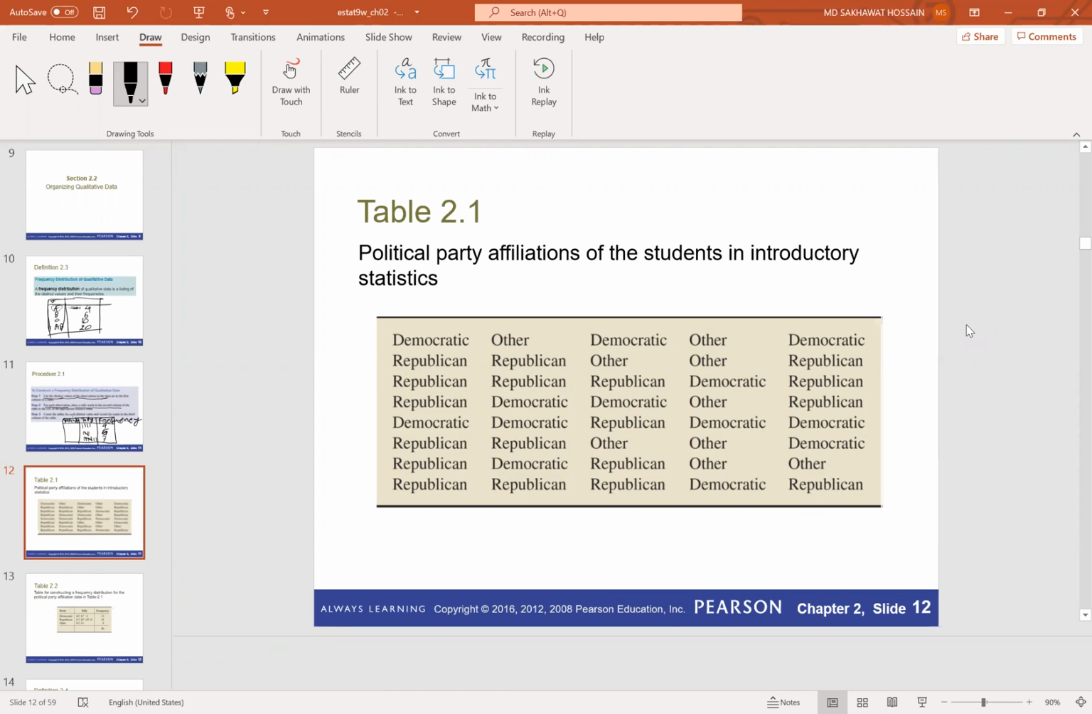The first response is Democratic, then Republican, and so we have three distinct responses here: Democratic, Republican, and other. So in the first column, it will list all three distinct values, right? And in the second column, we will use tally marks. And in the third column, we'll count the number of occurrences.